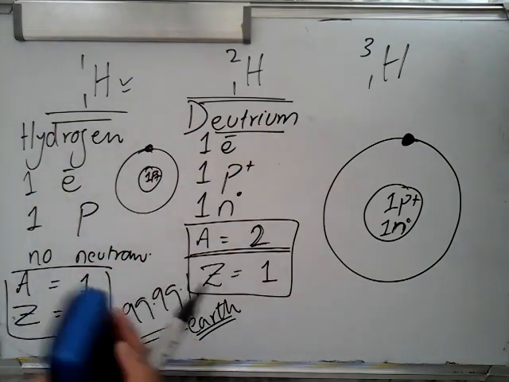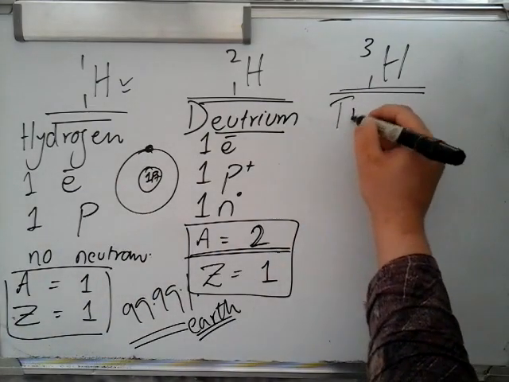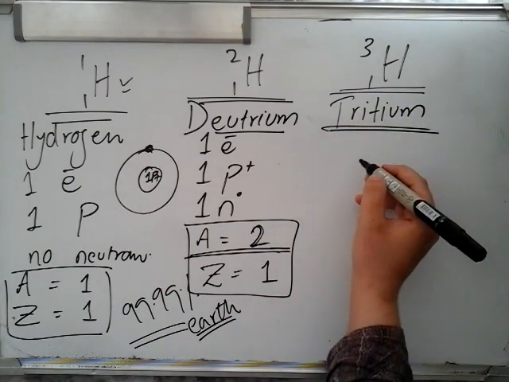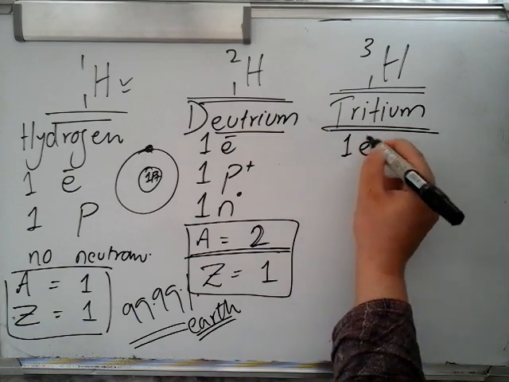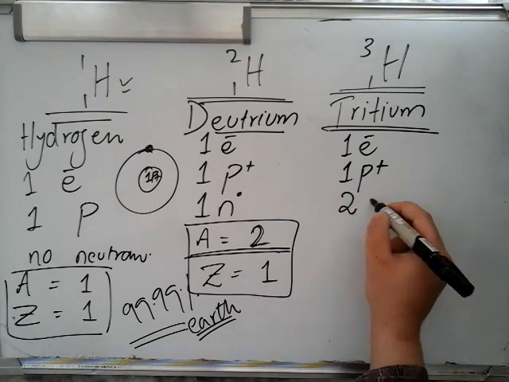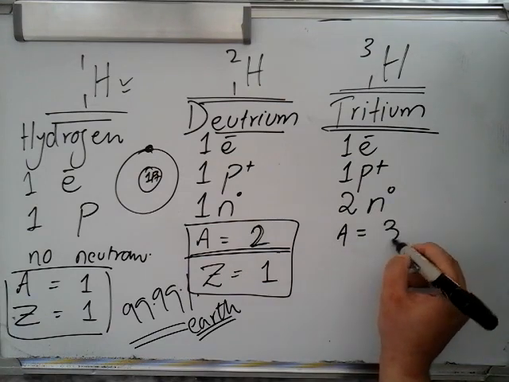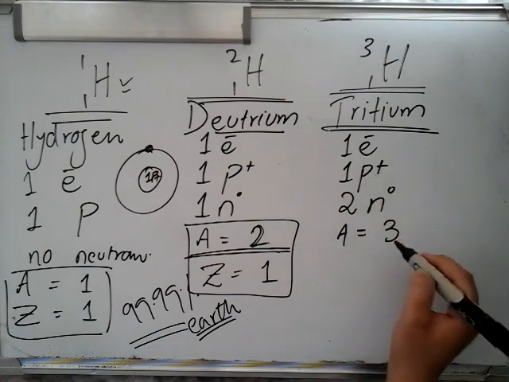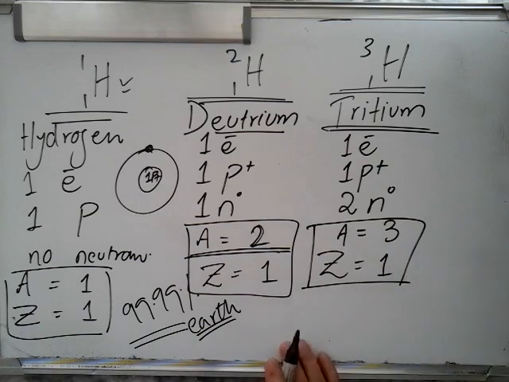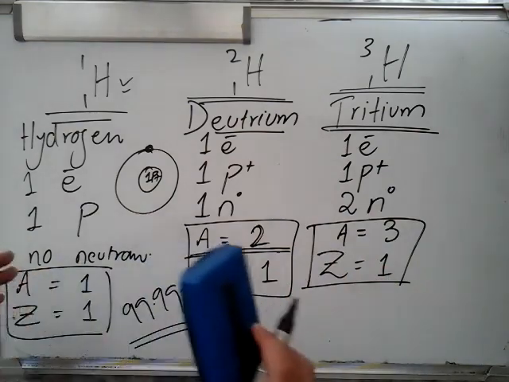Is that clear? On the other hand, if we look at this, the name of this is tritium. This isotope of hydrogen consists of 1 electron, and the atomic number is the same, 1 proton. But here 2 neutrons are present. So as a whole, the mass number is 3: 1 proton plus 2 neutrons is equal to 3, and the atomic number is 1.